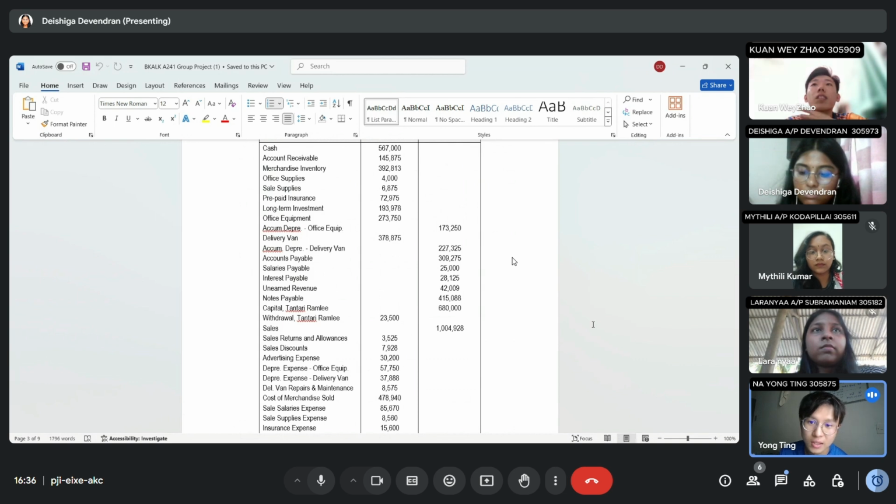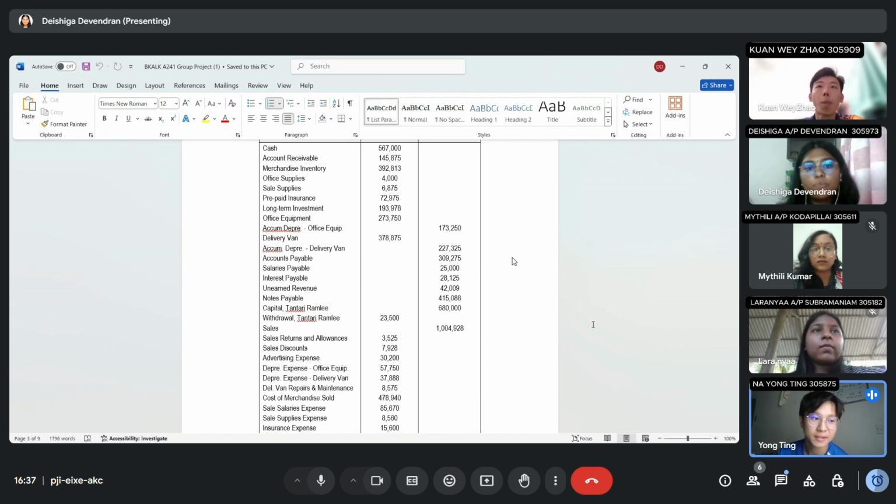We have non-current assets. As we can see on top, we have cash, accounts receivable, merchandise inventory, office supplies. These are all under non-current assets. So first we are going to do the non-current assets. Then after that, we will move on to current assets, which is office equipment and delivery rent. But these two have accumulated depreciation, so we will need to minus it to get the value. After that, we add the non-current assets and the current assets to get our total assets value.